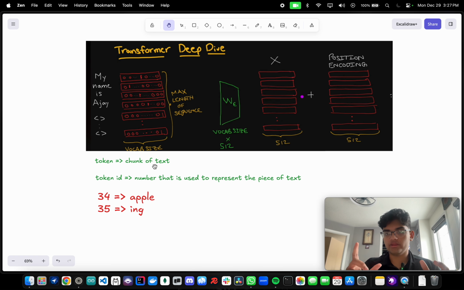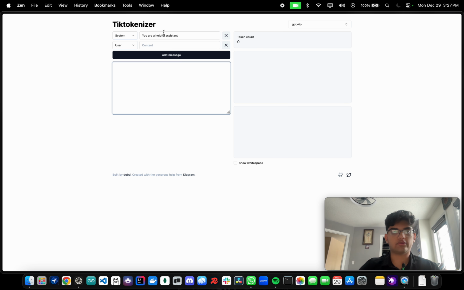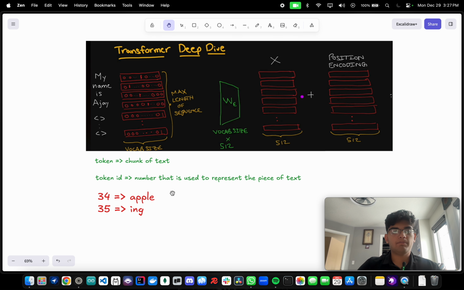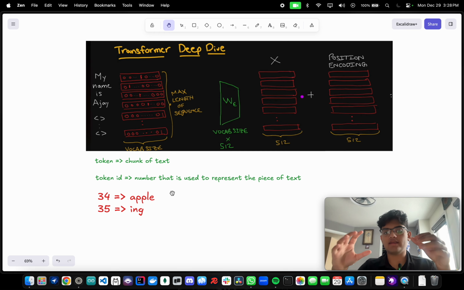Now, these tokens are identifiable through a token ID, which is simply a number that's used to represent that piece of text. And we're going to see this through an example of tokenization, which you can do through this website. It's called Tick Tokenizer. But the important thing to know about this token ID is that it's really just a number, right? It doesn't have any sort of numerical meaning by itself, right?